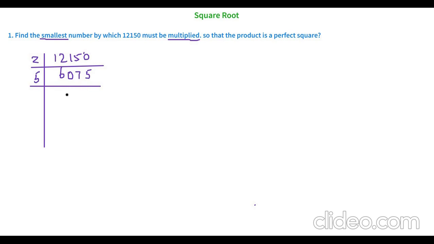When this is divisible by 5, we have 1, 2, 1, 5. And then this will again be divided by 5. So we get 2, 4, 3. This is not an even number to be divided by 2, and the number doesn't end with 5 or 0 to be divided by 5.